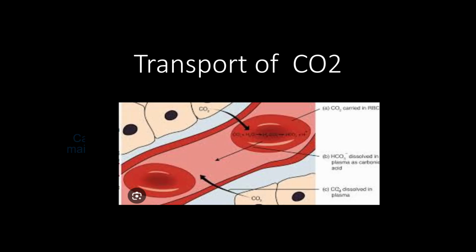Transport of carbon dioxide occurs through blood in three ways. First one is carbon dioxide can be carried by the hemoglobin of blood present in RBC. Number two, carbon dioxide can be dissolved in the plasma, the liquid portion of the blood. Number three, carbon dioxide can be transported in the form of bicarbonate ion.